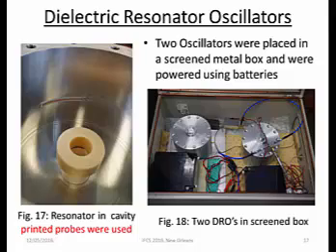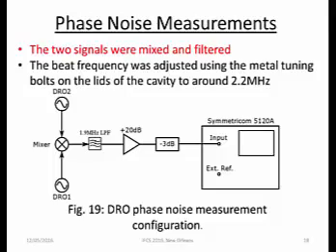This is a photo of the resonator inside the aluminium cavity. Printed probes were used for coupling the signals in and out of the cavity. And using all that, 2 identical oscillators were built and placed inside a metal screen box. They were powered by lead-acid batteries. And we also have some insulating foam to damp any vibrations that can degrade the measurement.